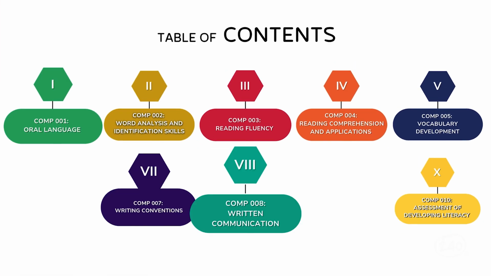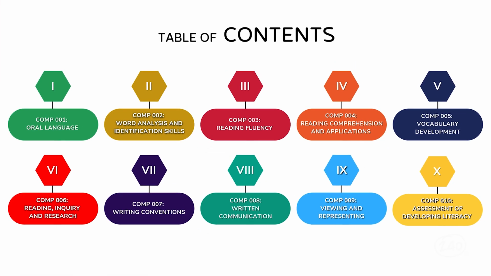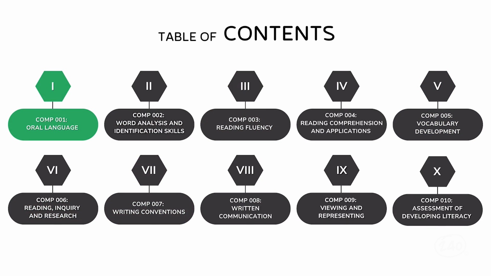Now, the Core Subjects EC-6 English Language Arts and Reading test consists of 10 areas called competencies. These are oral language, word analysis and identification skills, reading fluency, reading comprehension and applications, vocabulary development, reading inquiry and research, writing conventions, written communication, viewing and representing, and assessment and developing literacy. I know, that's a lot. Each competency has descriptive statements that give more detail, but still not quite enough.